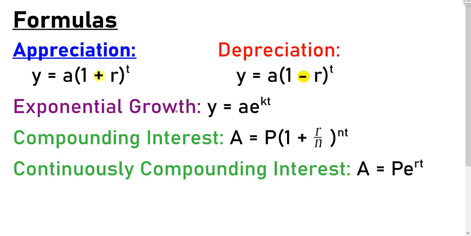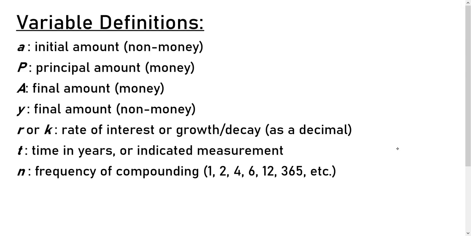All right. So within each one of these formulas, there are lots of different variables. What do they all mean? This A, this R, this T, this K, this N, this P. What the heck does that all mean? Okay. And that's why we've got your variable definitions on the next page.